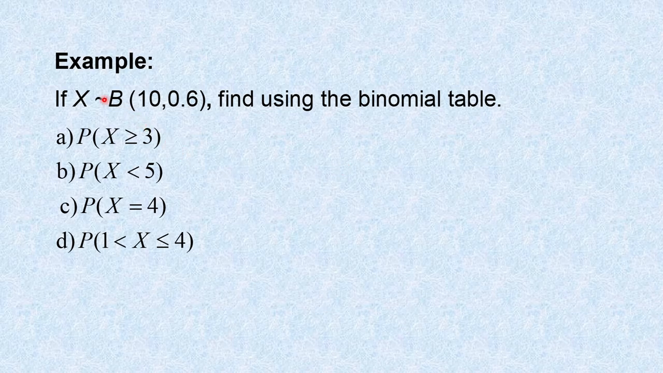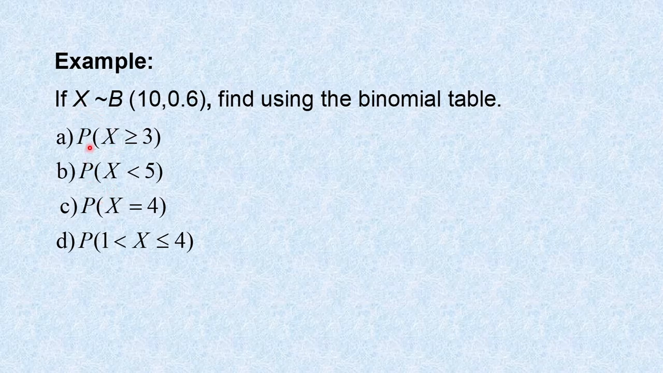Okay, now we move to the next example. If X is a binomial distribution, n is 10, p is 0.6, by using the binomial table, find the probability X more than or equal 3. Take note that your p here is 0.6, which is more than 0.5. You cannot use the table. If you want to use the table, you need to change from X to Y.